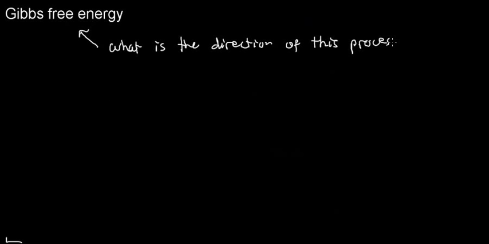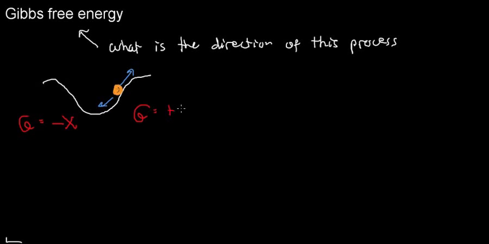Gibbs free energy helps us answer the question of what is the direction of this process. And what I mean by that, and I gave an example before, is let's just say I have a valley here, and I have a rock here. I can bring a physicist, and that physicist will say, oh, there's this process that can occur and this process that can occur. And then that physicist is going to sit down and calculate that the Gibbs free energy of the process of going downhill is going to have some negative value, and the Gibbs free energy of going uphill is going to have some positive value.